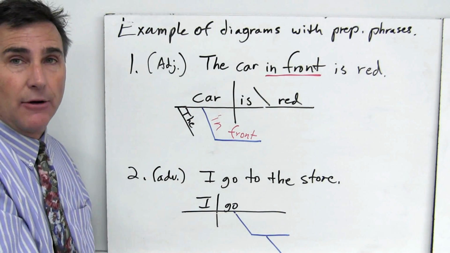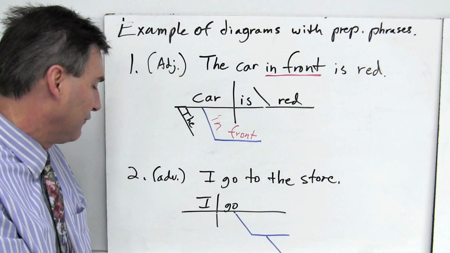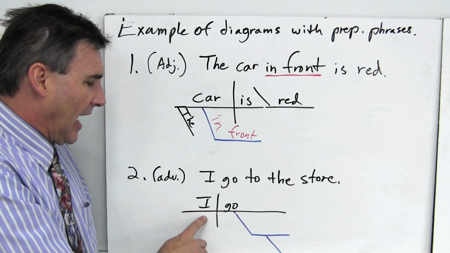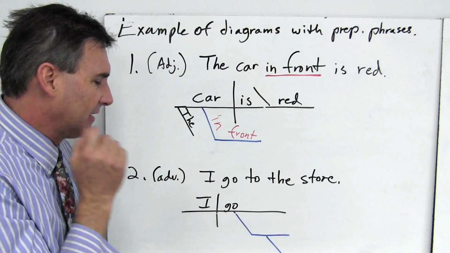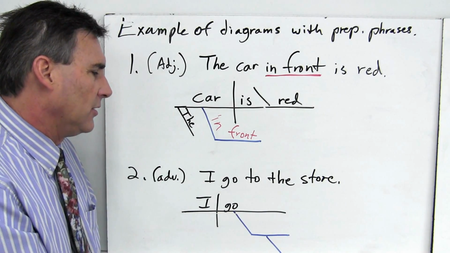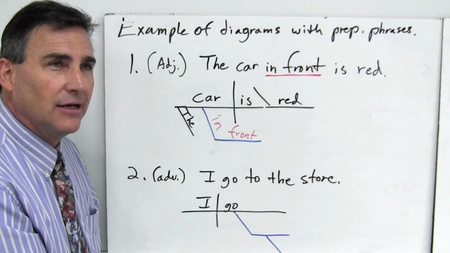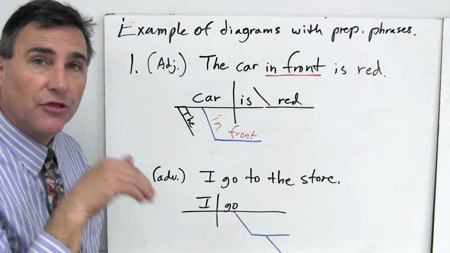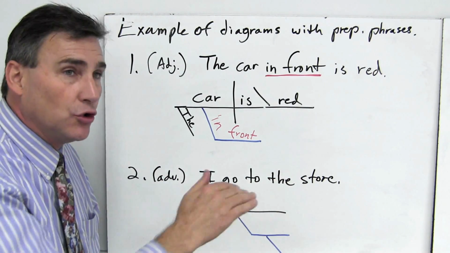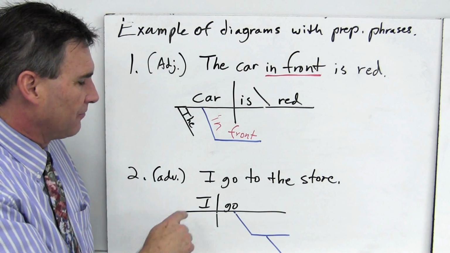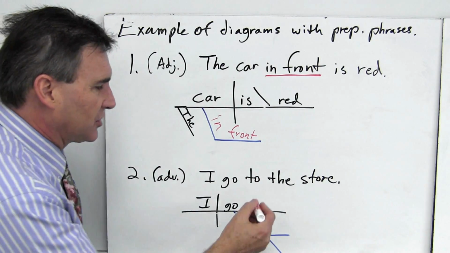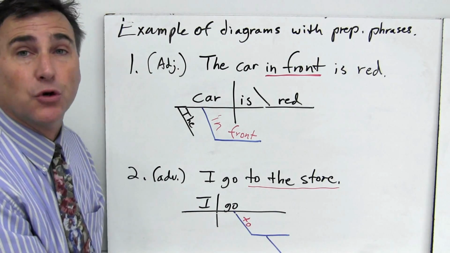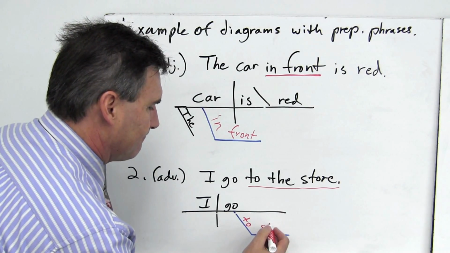Let's take a look now at a preposition serving as an adverb. I go to the store. Well, I is the subject, go is the active verb, and to the store is not a place by itself. It's a prepositional phrase telling us more about the direction in which we're going. To or toward or in. So I go to starts the prep phrase, right? We're going to. Where are we going? Going to where? To store.